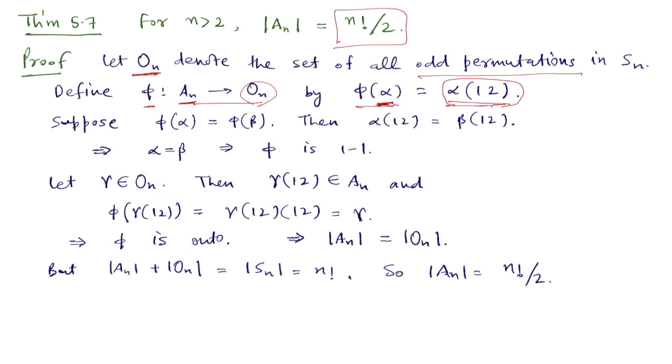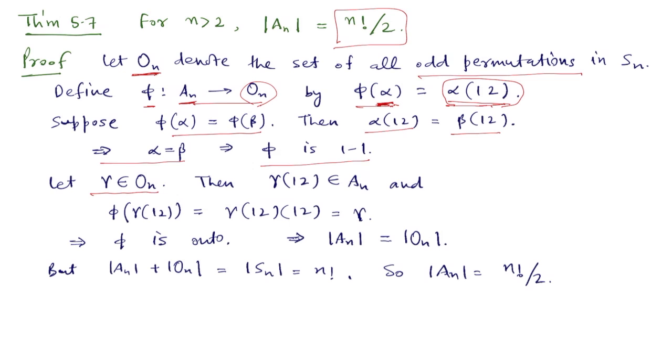We show that this phi is 1-1 and onto. So suppose phi of alpha is equal to phi of beta, then alpha times (1 2) will be equal to beta times (1 2), and this will imply that alpha is equal to beta, because we can cancel (1 2) from the right side, and so this implies that phi is 1-1. Now we prove that phi is onto. For this we take an element gamma in On, and we will show a pre-image of gamma under phi.